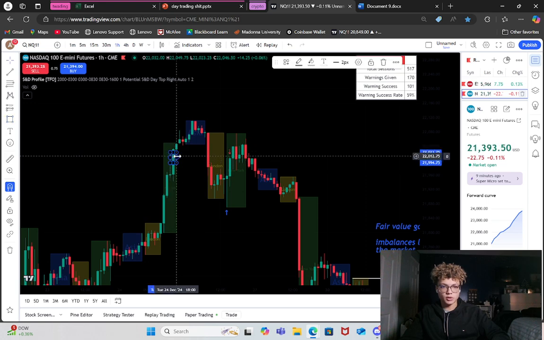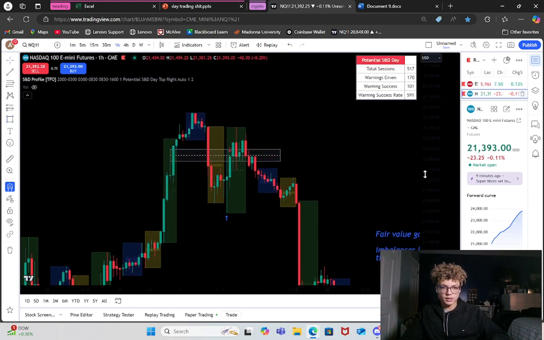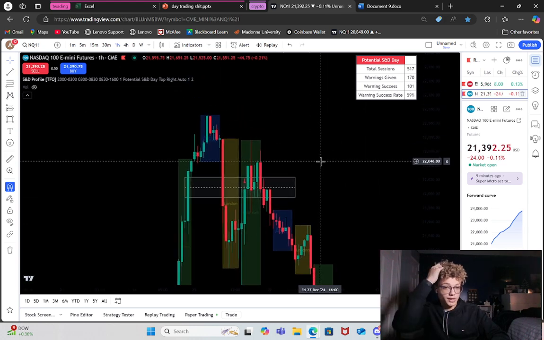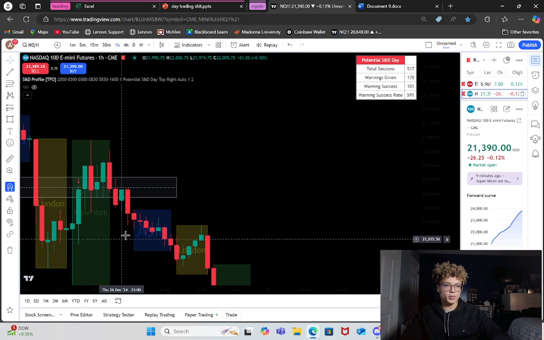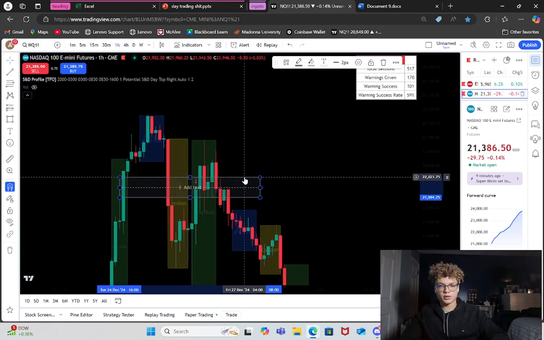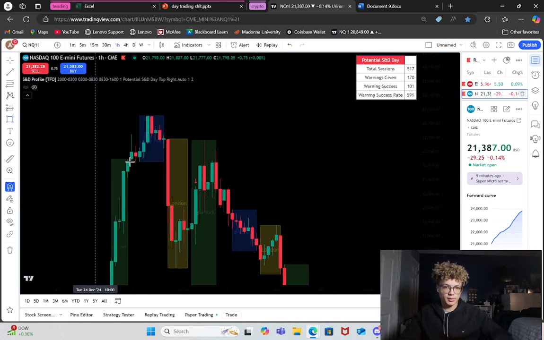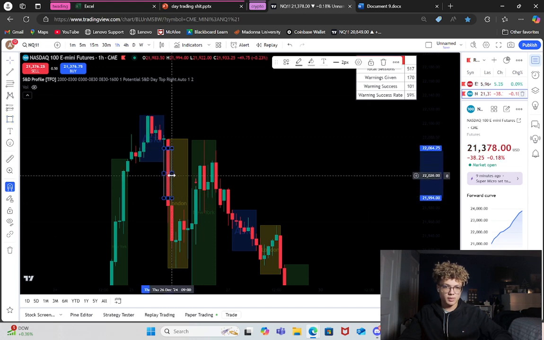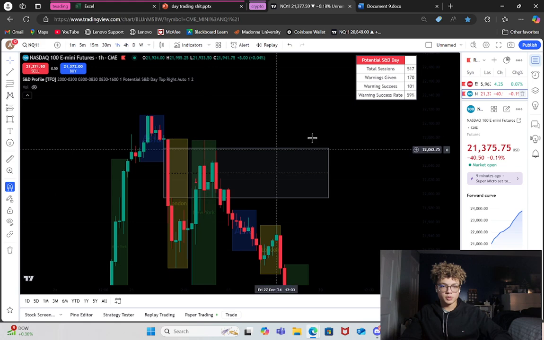This was at the end of New York session, and we'll just see London session the very next day literally filled it in right away. And then on the contrary, right here, we see this fair value gap get generated. This big bearish one, what happened? Price completely filled it in.